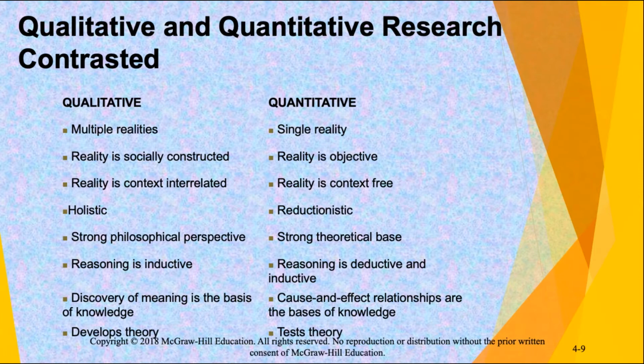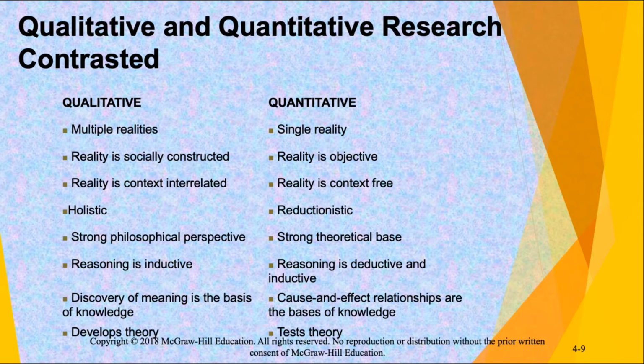Reality is socially constructed, because you get that reality from the social, or from people themselves. They give you these stories. But in quantitative, reality is objective, because based on objective conclusions, where you use numerical data to come out with a conclusion. In qualitative, reality is context interrelated, but in quantitative it is context free. And qualitative is holistic. We talk about the whole, but quantitative is reductionist.